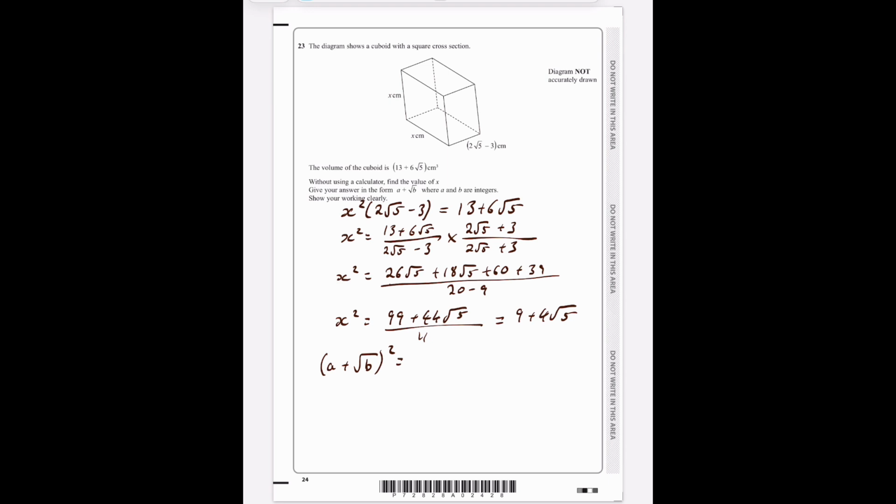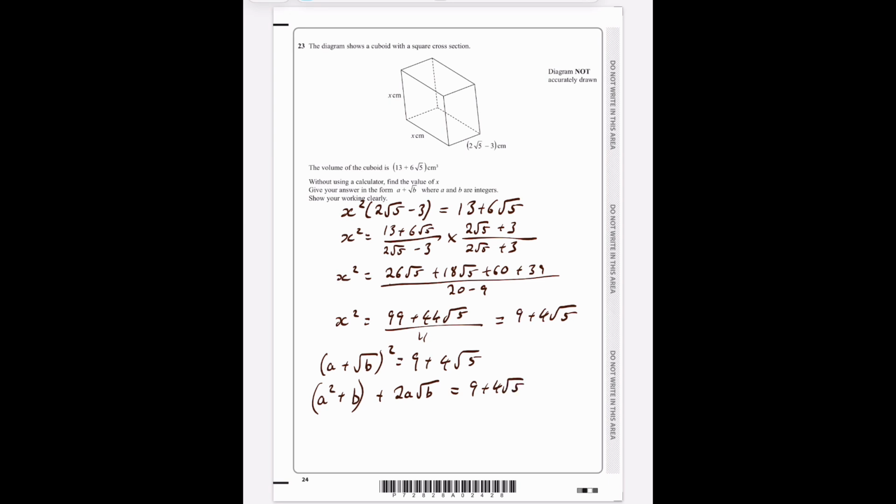Now it's quite an interesting question here. They've not asked this sort of question on any previous GCSE papers, so it's an interesting challenge. There might be a few ways of doing this. The way I've tackled this one is to say that a plus root b, that's the value of x, that squared is going to be equal to 9 plus 4 root 5.